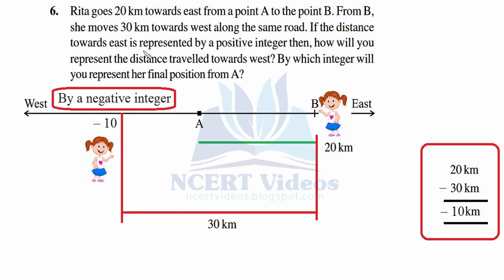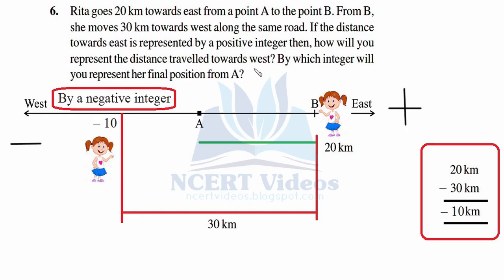Now if the distance towards east is represented by a positive integer, this is positive as you also depict in the number line. These are your directions, NEWS: north, east, west, south. Now how will you represent the distance traveled to the west? Well, obviously it will be negative, as we have in the number line.